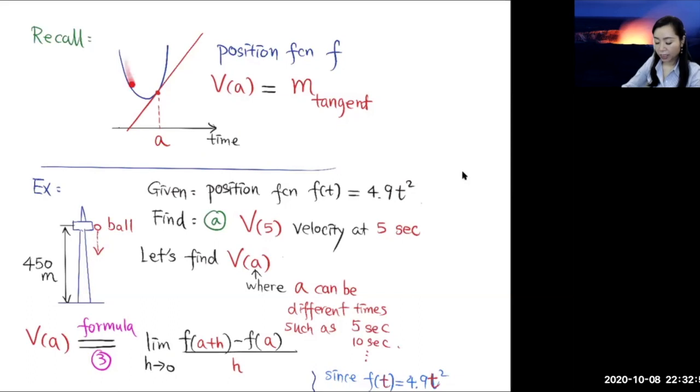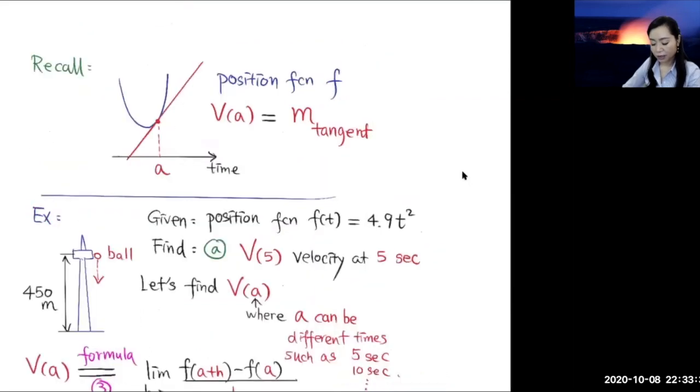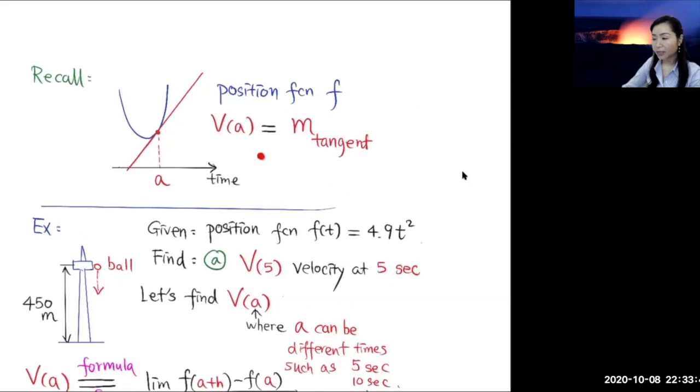If this curve here is the curve for a position function f, then the instantaneous velocity at a is equal to the slope of the tangent line when x equals a right here. So the slope of the tangent and the instantaneous velocity are equal. As you recall from section 2.1, the instantaneous velocity at a and the slope of the tangent when x equals a, these two are equal to each other.